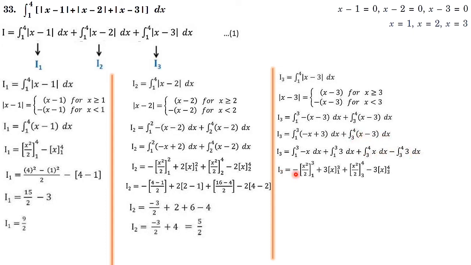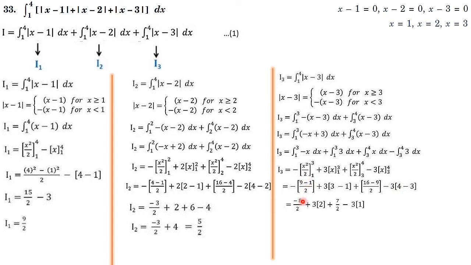Then I3 is equal to minus of integration of x is x square by 2, plus 3 into integration of 1 dx is x, apply the limit, then x integration is x square by 2, apply the limit, minus 3 into integration of 1 dx is x, apply the limit. Then here 3 square, that is 9 by 2 minus 1 by 2, taking LCM, 9 minus 1 by 2, plus 3 into, apply the upper limit minus the lower limit, that is 3 minus 1. Here again the same thing, 4 square is 16 by 2 minus 3 square 9 by 2, taking 2 LCM, 16 minus 9 by 2, minus 3 into upper limit minus lower limit, that means 4 minus 3.